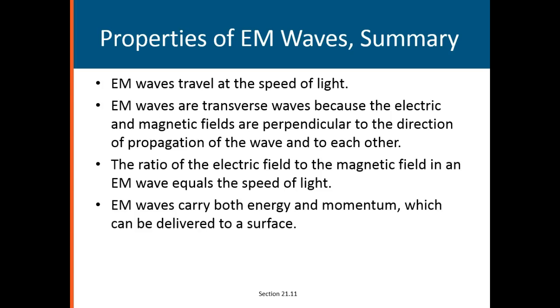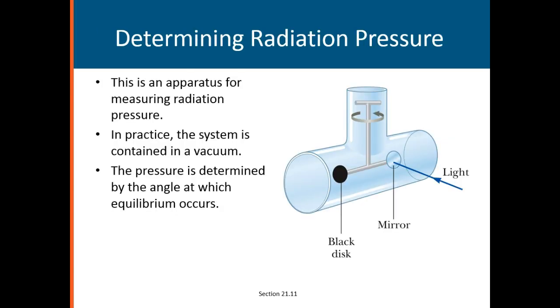Here's a quick quiz. In an apparatus such as the one in figure 21.22, that's that one, suppose the black disk is replaced by one with half the radius. Which of the following are different after the disk is replaced? Radiation pressure on the disk, the radiation force on the disk, or the radiation momentum delivered to the disk in a given time interval. And it says which of the following are different. So you expect there to be two or maybe all three different. Any ideas?